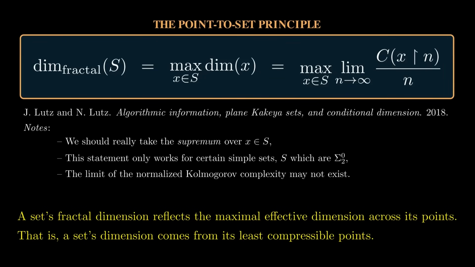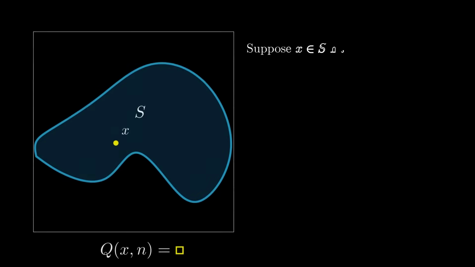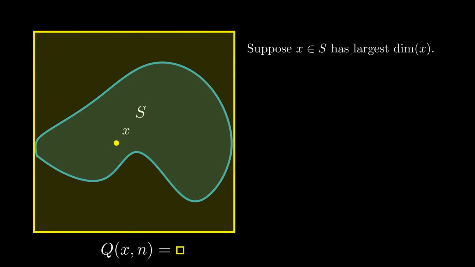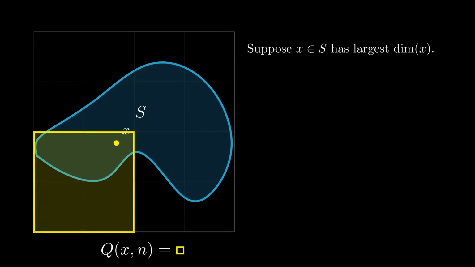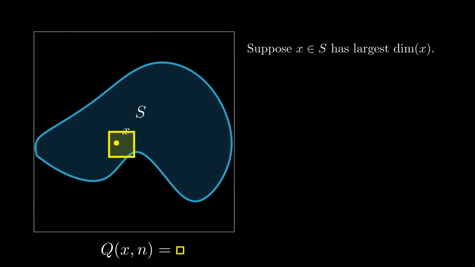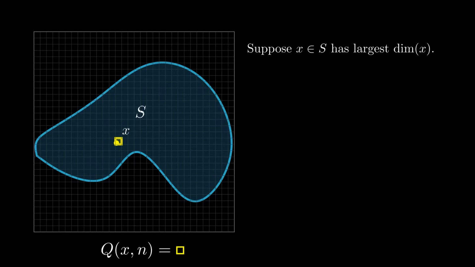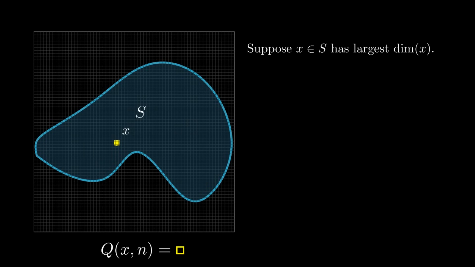Now, while the proof of this theorem is quite involved, the basic intuition involves looking at how points are covered at smaller and smaller scales. So let's pick a point of maximal effective dimension in our set. We might continually subdivide space into smaller and smaller squares, identifying in which of these squares this point lies. So actually, the task of computing the first n bits of a point x is equivalent to computing the square at this precision level which covers x.